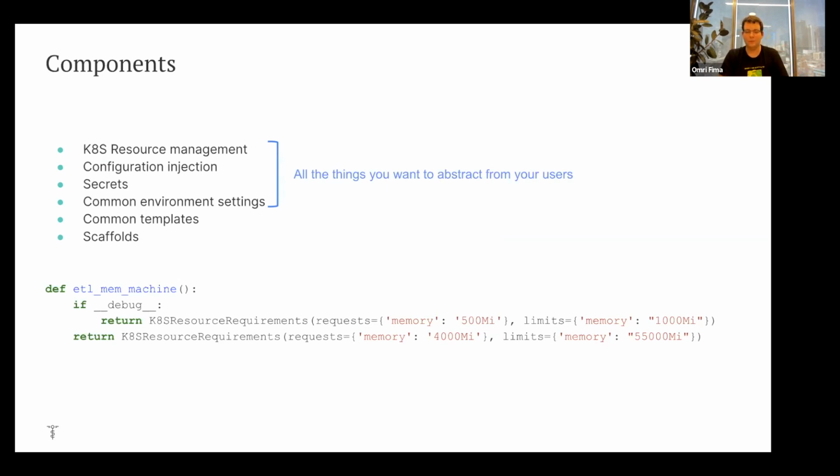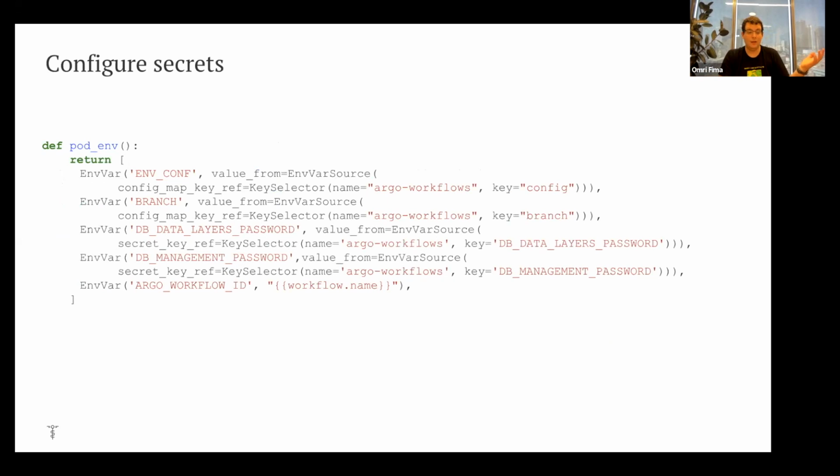So here's a quick example of how such a component looks like. That's a component that defines our ETL machine, with memory, and one neat thing that we've added is that in debug mode, we can actually reduce the amount of memory, so we can run it on a smaller machine when we're trying to compile the same pipeline once for the debug environment and once for the production environment. Another element is configuring secrets, which again, that's a lot of code.